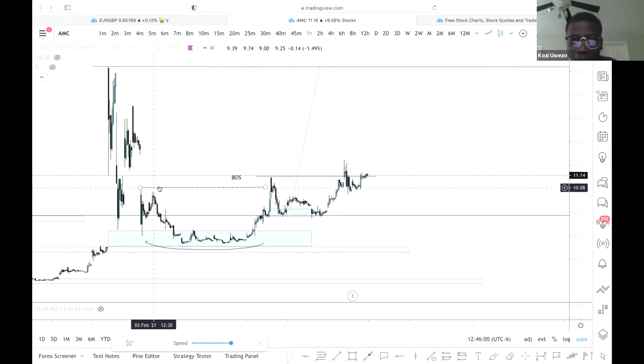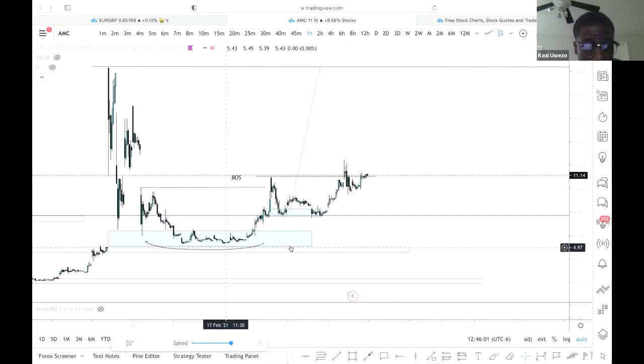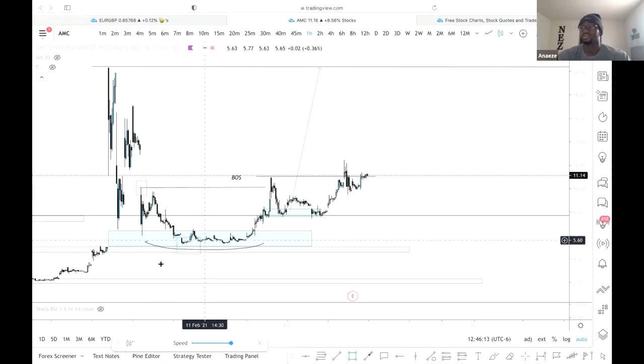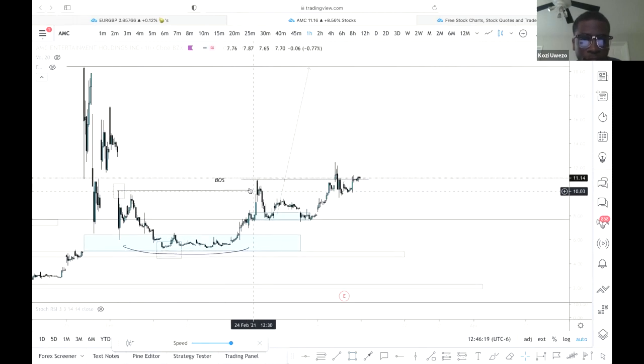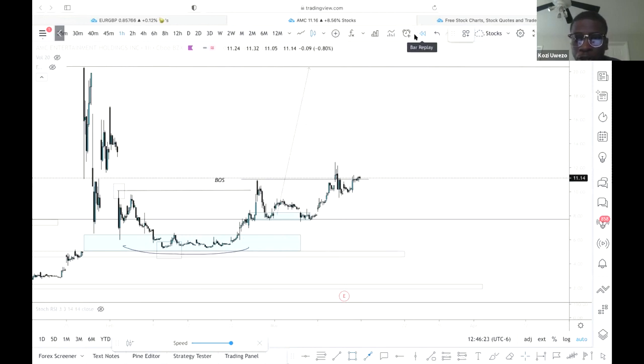The reason why I put this as breaking structure is because this point right here, let me mark it down, made this new low, right? Even though it wasn't a low, it made that low to fill that void. And after that, we broke structure to the upside. And when we broke structure, price was right here. Let me show y'all.